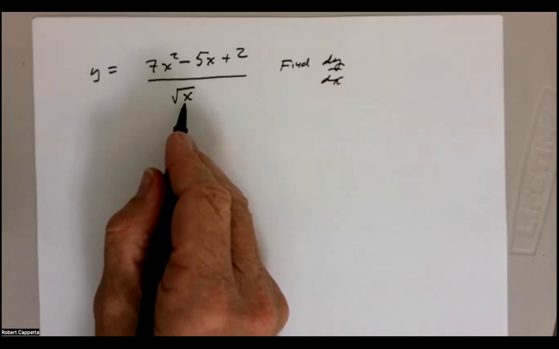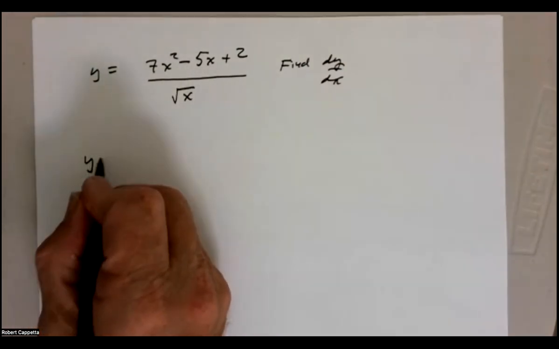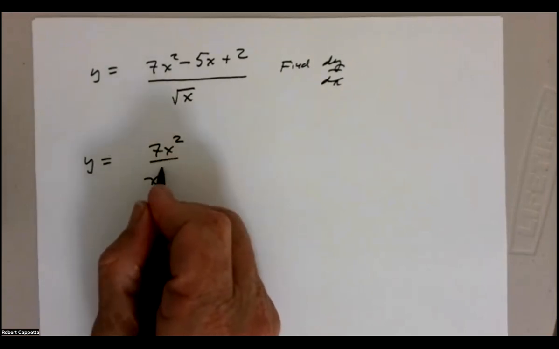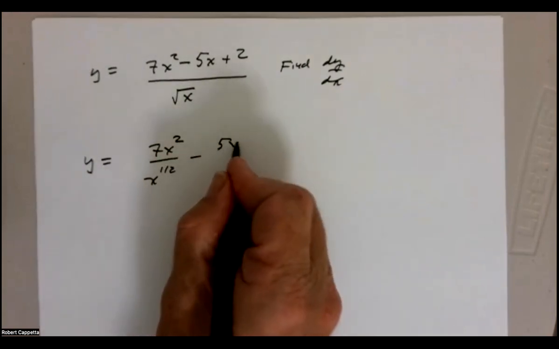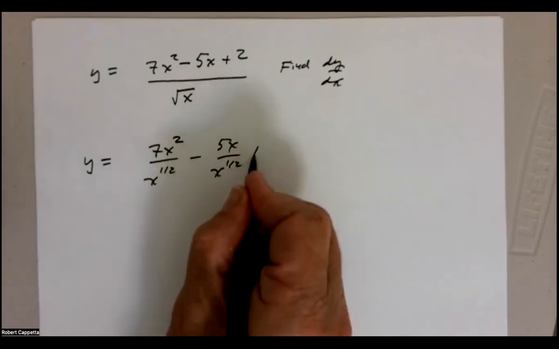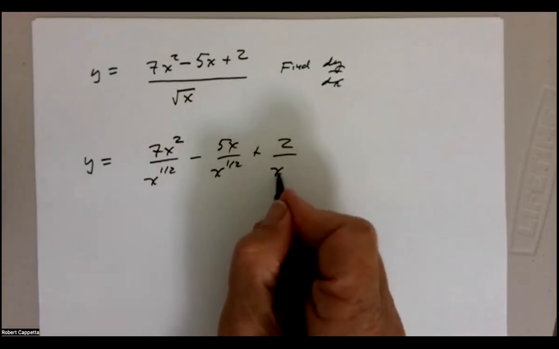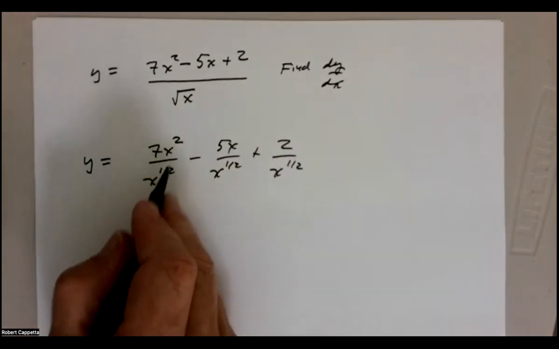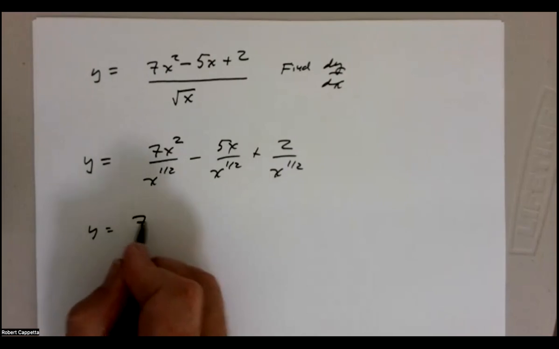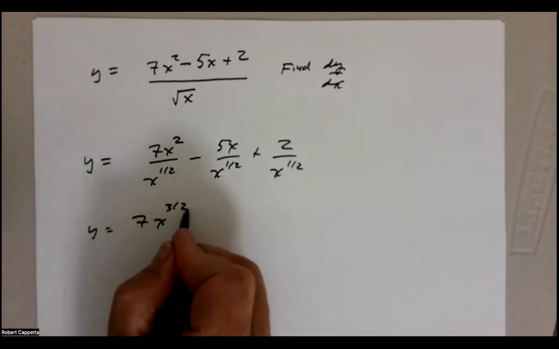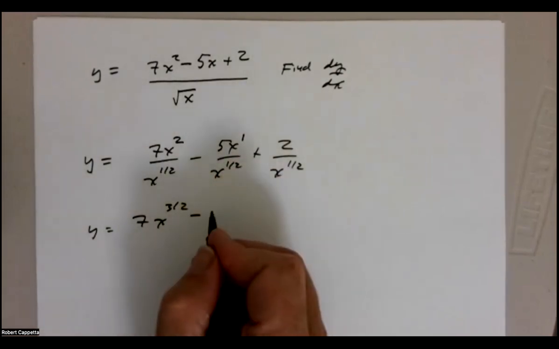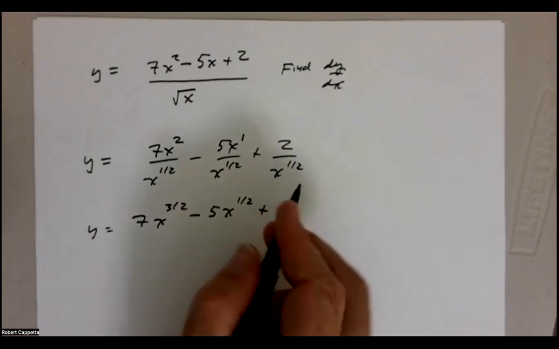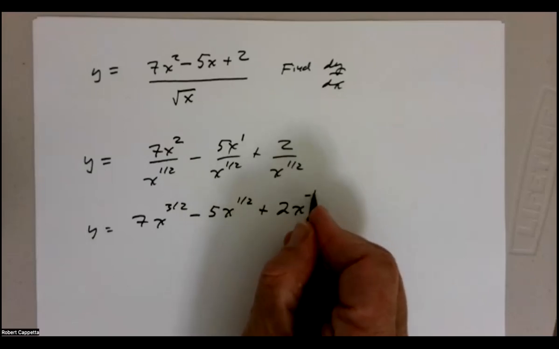I'm going to rewrite square root of x as x to the 1/2 power. So we get y is 7x squared over x to the 1/2 power minus 5x over x to the 1/2 power plus 2 over x to the 1/2 power. And let's see, 4/2 minus 1/2, I guess that's 7x to the 3/2. That's 1 minus 1/2, minus 5x to the 1/2. In this one, that'll be 2x to the negative 1/2.